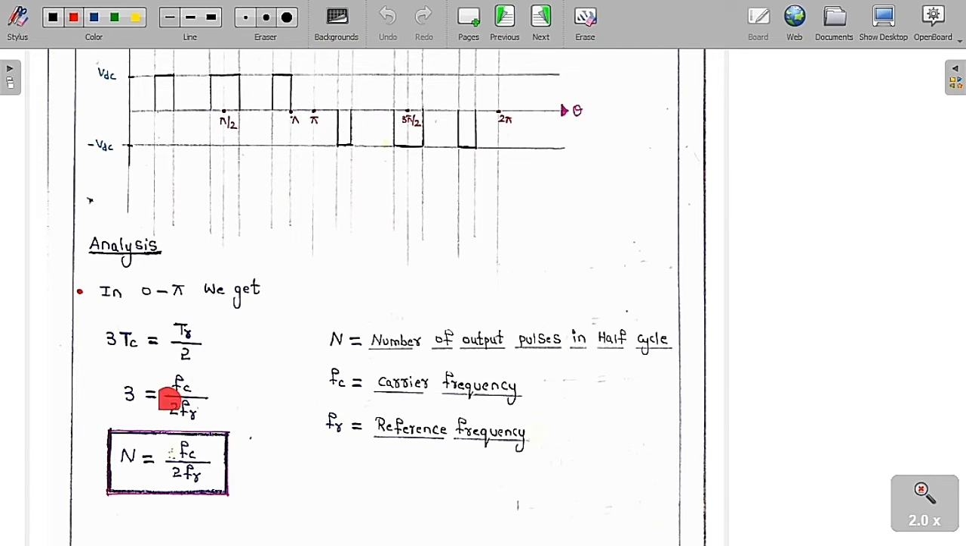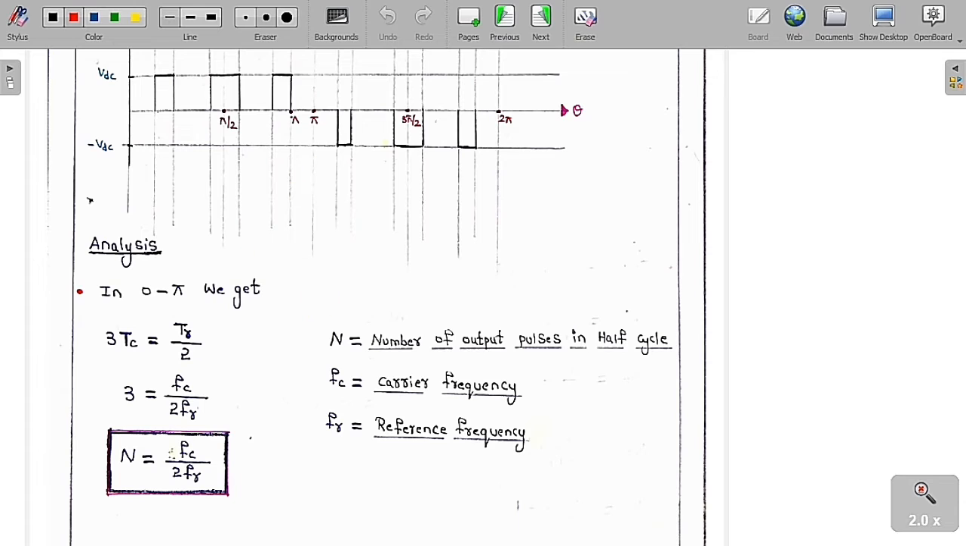If we do the manipulation, because Fc is equal to 1 by Tc and Fr is equal to 1 by Tr, we get 3 is equal to Fc by 2Fr. So 3 is nothing but N, and N is equal to Fc by 2Fr. This is called the general equation, where N is the number of output pulses in a half cycle, Fc is the carrier frequency, and Fr is the reference frequency. It's a very important point. N is equal to Fc by 2Fr, where Fc is the frequency of the carrier signal, Fr is the frequency of the reference signal, and N is the number of pulses in the output voltage in a given half cycle.